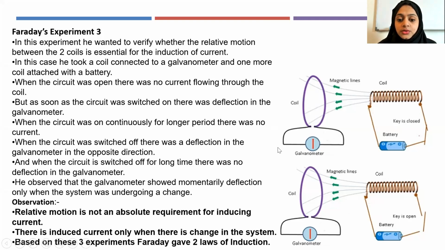Okay, so the result is that even if there is no movement, if the magnetic field is increasing and decreasing, which means the magnetic field near the coil is varying, there will be a current induced in the coil. Here in this experiment, both of them are not moving, but we are opening and closing the switch.